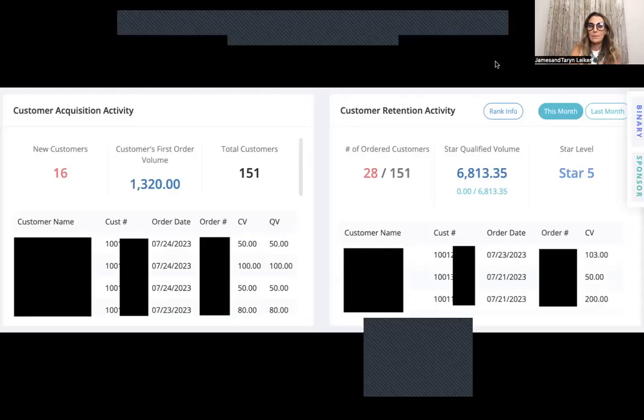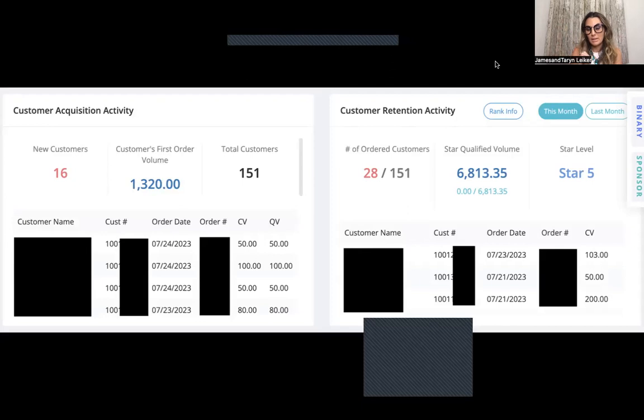Okay, let's talk about the main thing. When you are building a customer base, this is what you want to watch for. On the very bottom of your app, or if you were in your back office, this is going to be the main area that you're really going to be looking at when you first start.